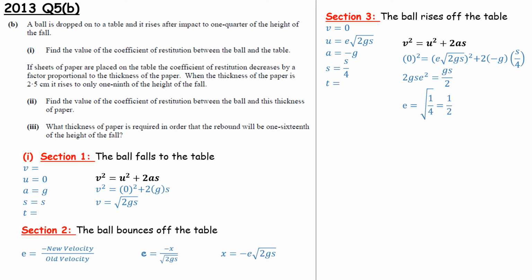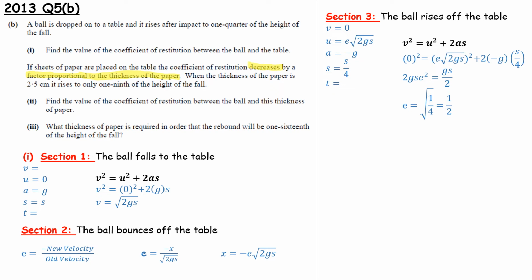So the second part to this question: if sheets of paper are placed on the table, the coefficient of restitution decreases. That is so important. It decreases by a factor proportional to the thickness of the paper. So when the thickness of the paper is 2.5 centimeters, it rises to only 1/9 of the height of the fall. Find the value of the coefficient of restitution between the ball and this thickness of paper.